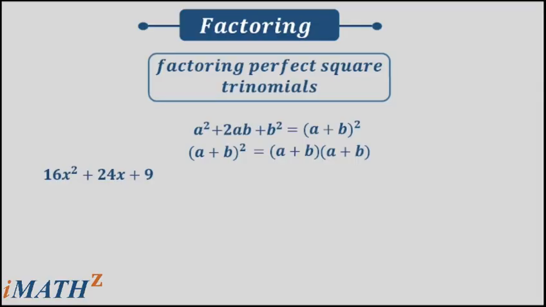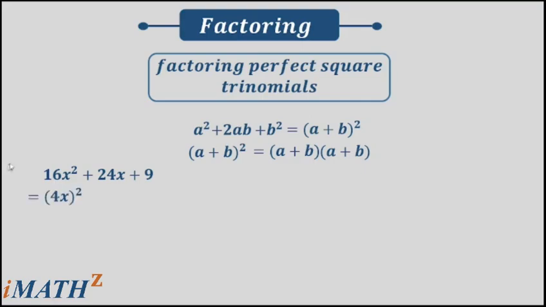So let's look at an example at this point. Let's say we had 16x squared plus 24x plus 9. If we look at this expression, we notice that the first term here is a perfect square and the last term here is also a perfect square. So now the only thing we have to figure out is, can we write the middle term as 2a times b? So let's go on to identify a and b.